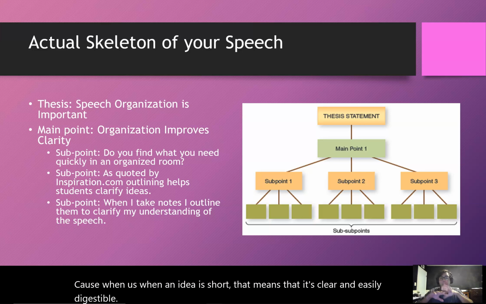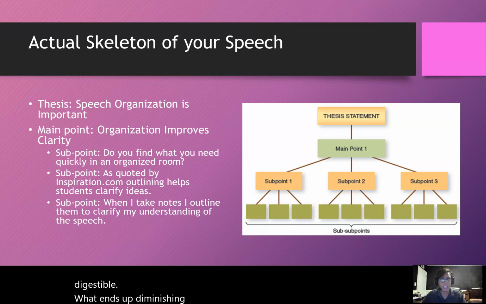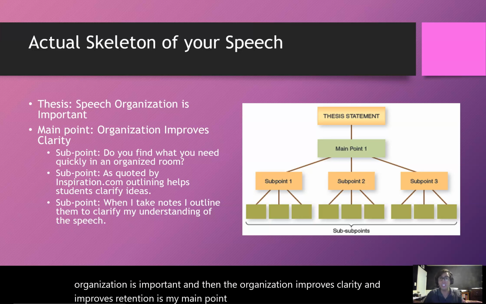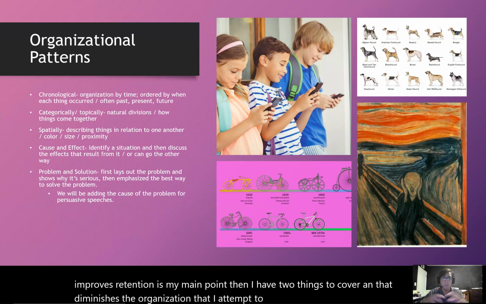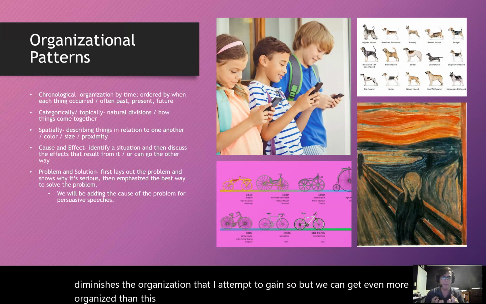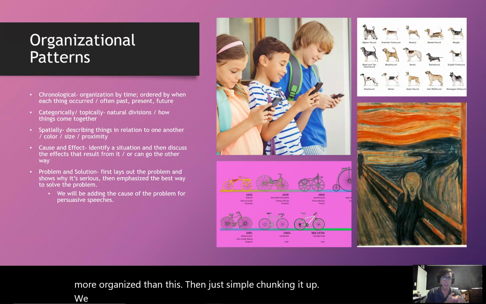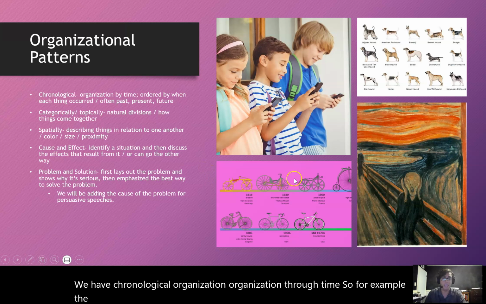What ends up diminishing the organization is, let's say if the thesis is organization is important and then the organization improves clarity and improves retention is my main point, then I have two things to cover, and that diminishes the organization that I attempt to gain. But we can get even more organized than this, than just simple chunking it up. We have chronological organization, organization through time. So for example, the bicycle went from this to this, to this, to this, to this, to this, to this.